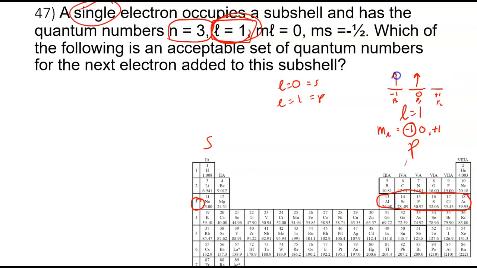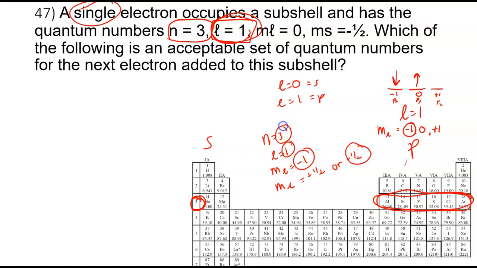So if we put it over here in negative 1, then we would have n equals 3, because it's still the third energy level. We're still over in p, so l equals 1. And then let's say it goes here, so m sub l equals negative 1. And now it could go up, which would be m sub s equals plus 1/2, or it could go down, which would be minus 1/2. You kind of get to pick on this one. When I did this one, I chose these, but there's a few options.